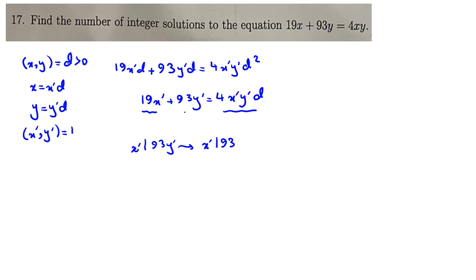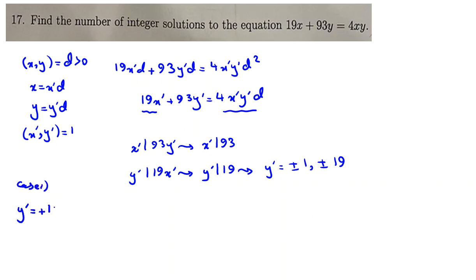And similarly y' divides this and this, so y' divides 19x'. They are necessary conditions. Because y' and x' are relatively prime, by using Euclid's lemma, we can say y' divides 19, so y' can be plus or minus 1, plus or minus 19. So if we check, for example, one of them, y' equals plus 1, case 1. Then if we replace here, 19x' plus 93 equals 4x'd.